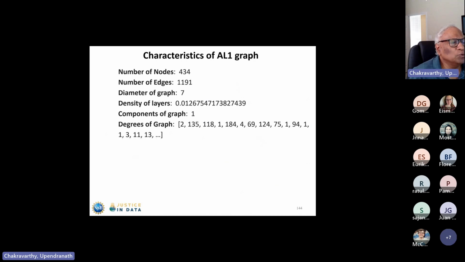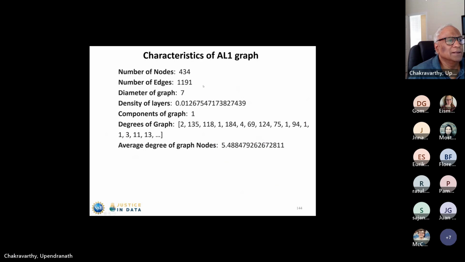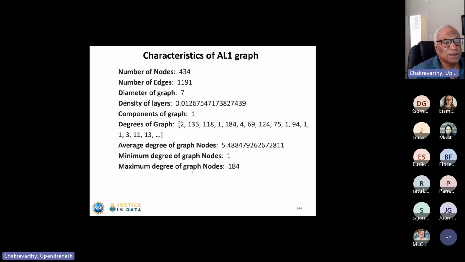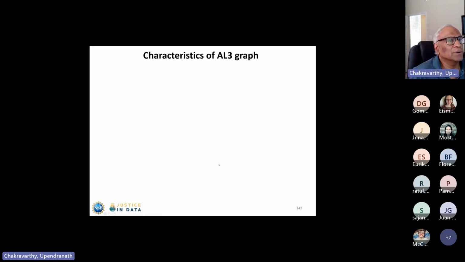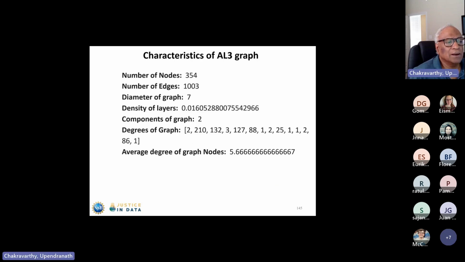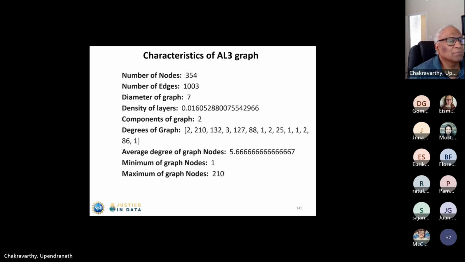We also do various kinds of analysis to understand the data set: number of nodes, number of edges, diameter, density, components, degree graphs, average degree of nodes. All this information is useful in different ways. The maximum degree of a graph node means it has 184 flights or connections. Similarly for AL3.